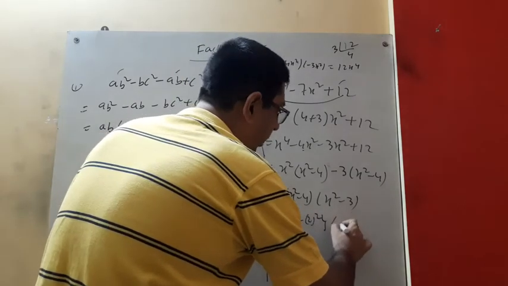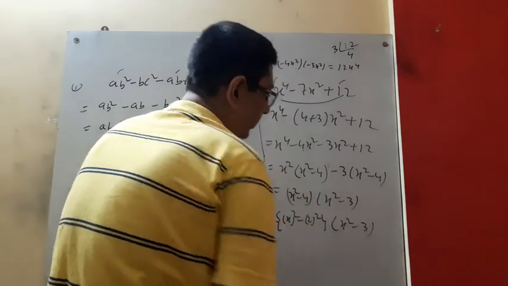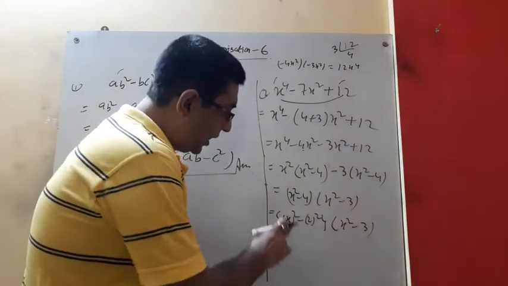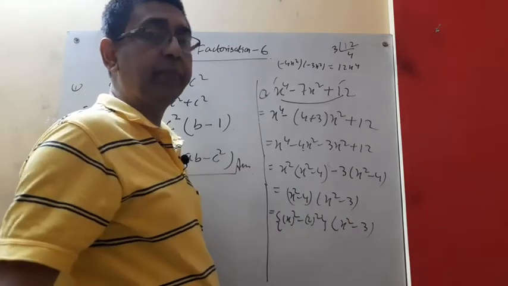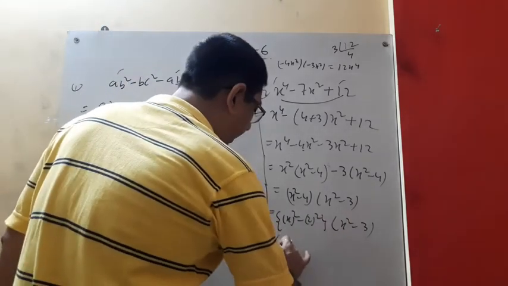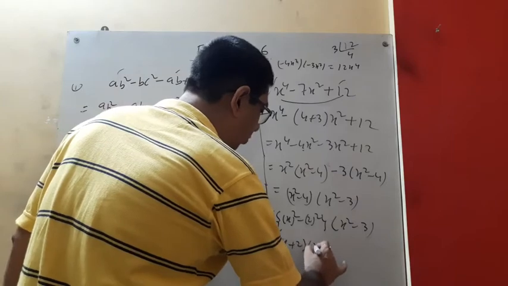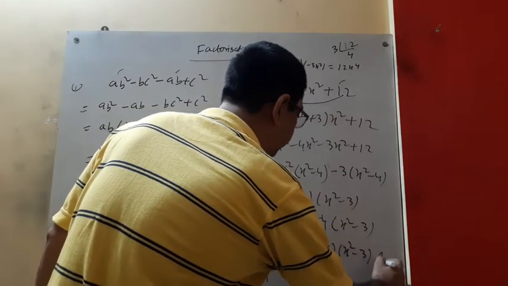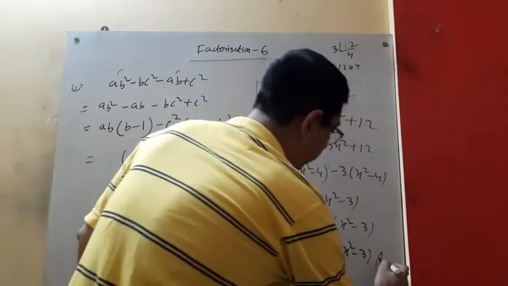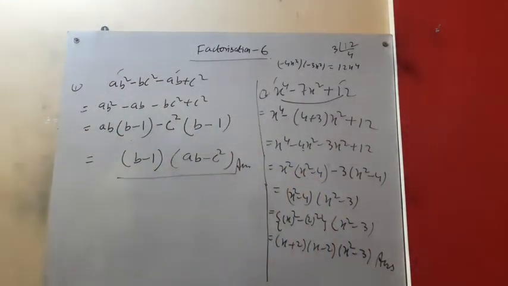This one, no, we cannot go for that. This is not a perfect square number. X square is a perfect square, 4 is a perfect square. So we can go for difference of two squares, and we are getting x plus 2, x minus 2, and x square minus 3. This is the answer, right? Okay, now we go to the next one.